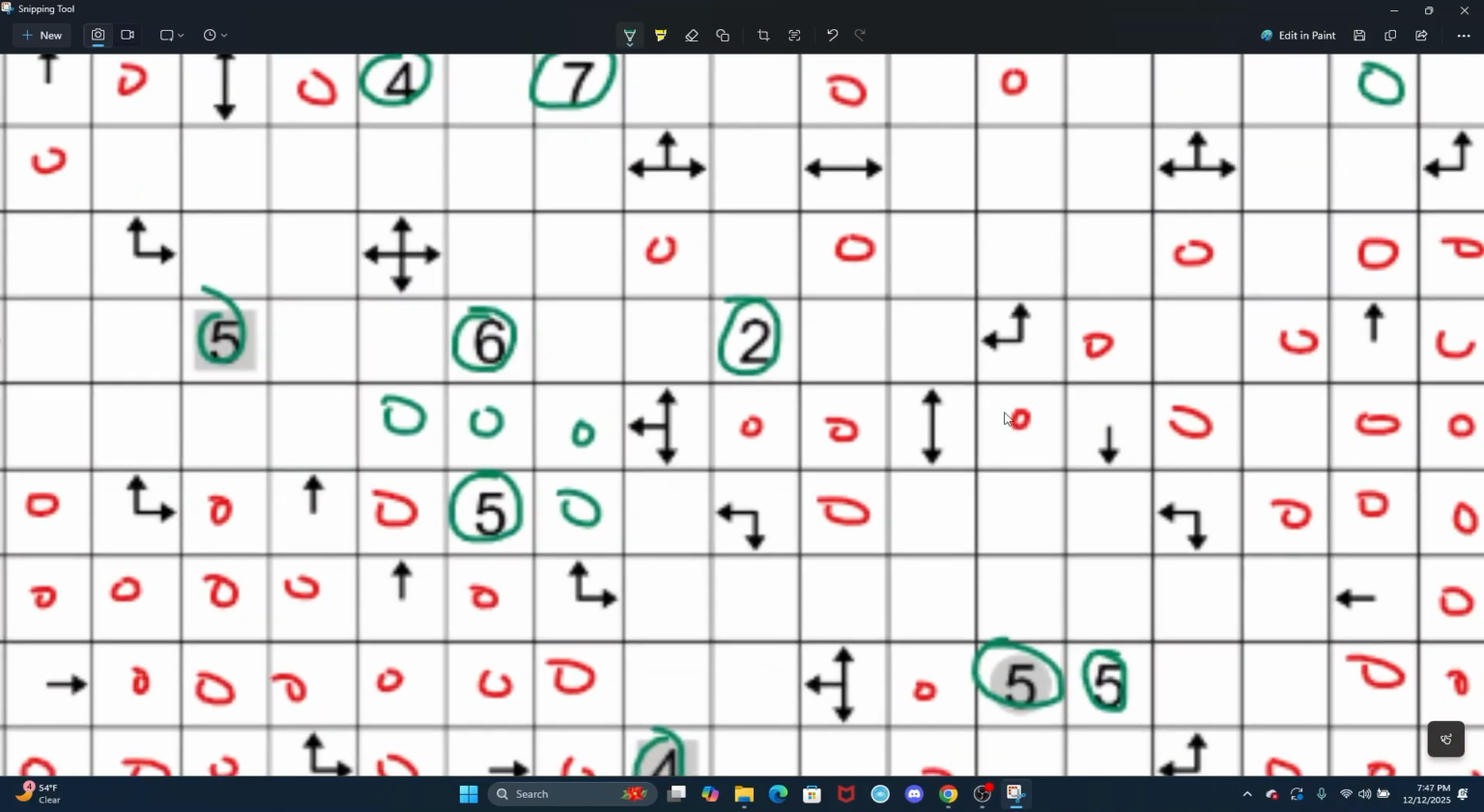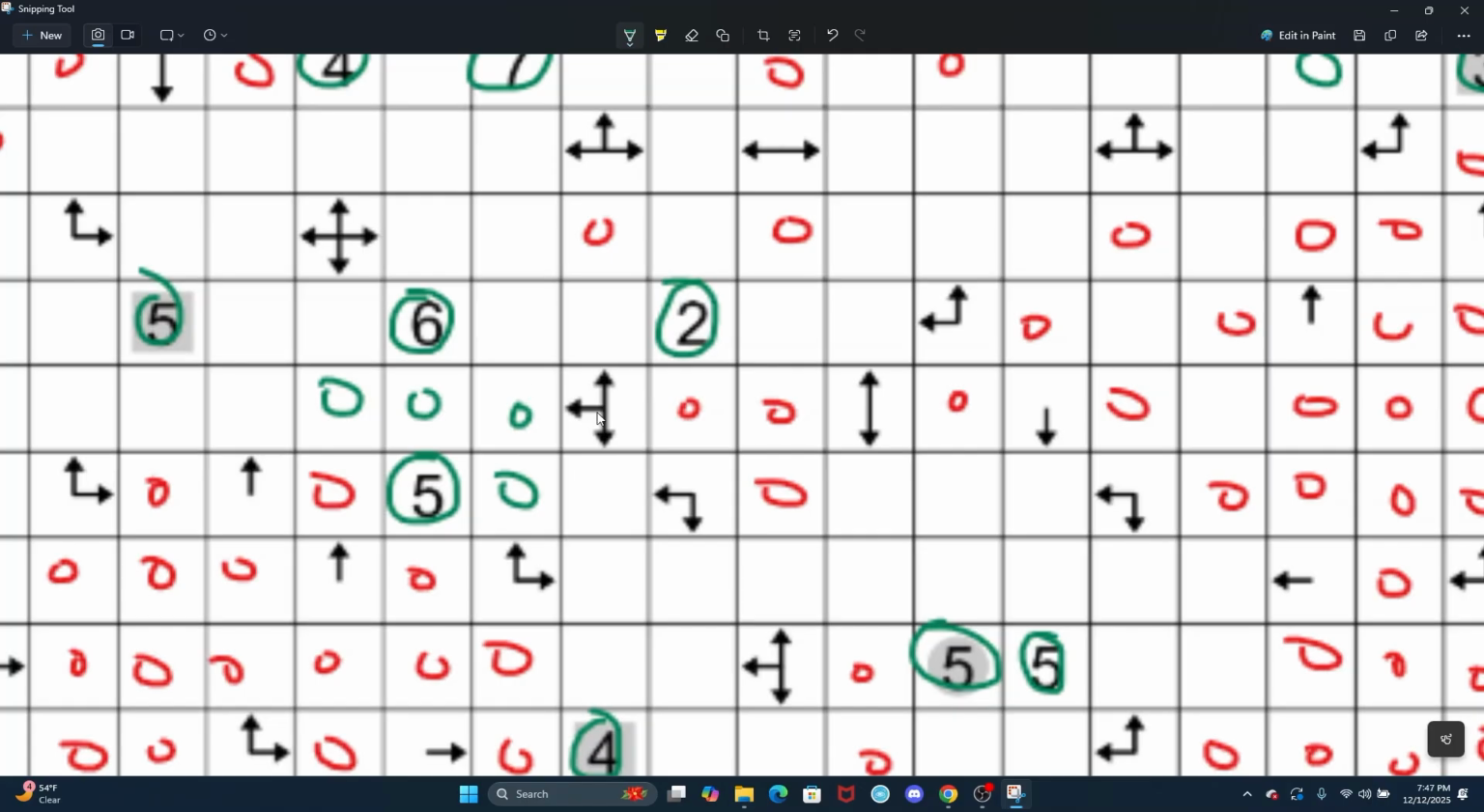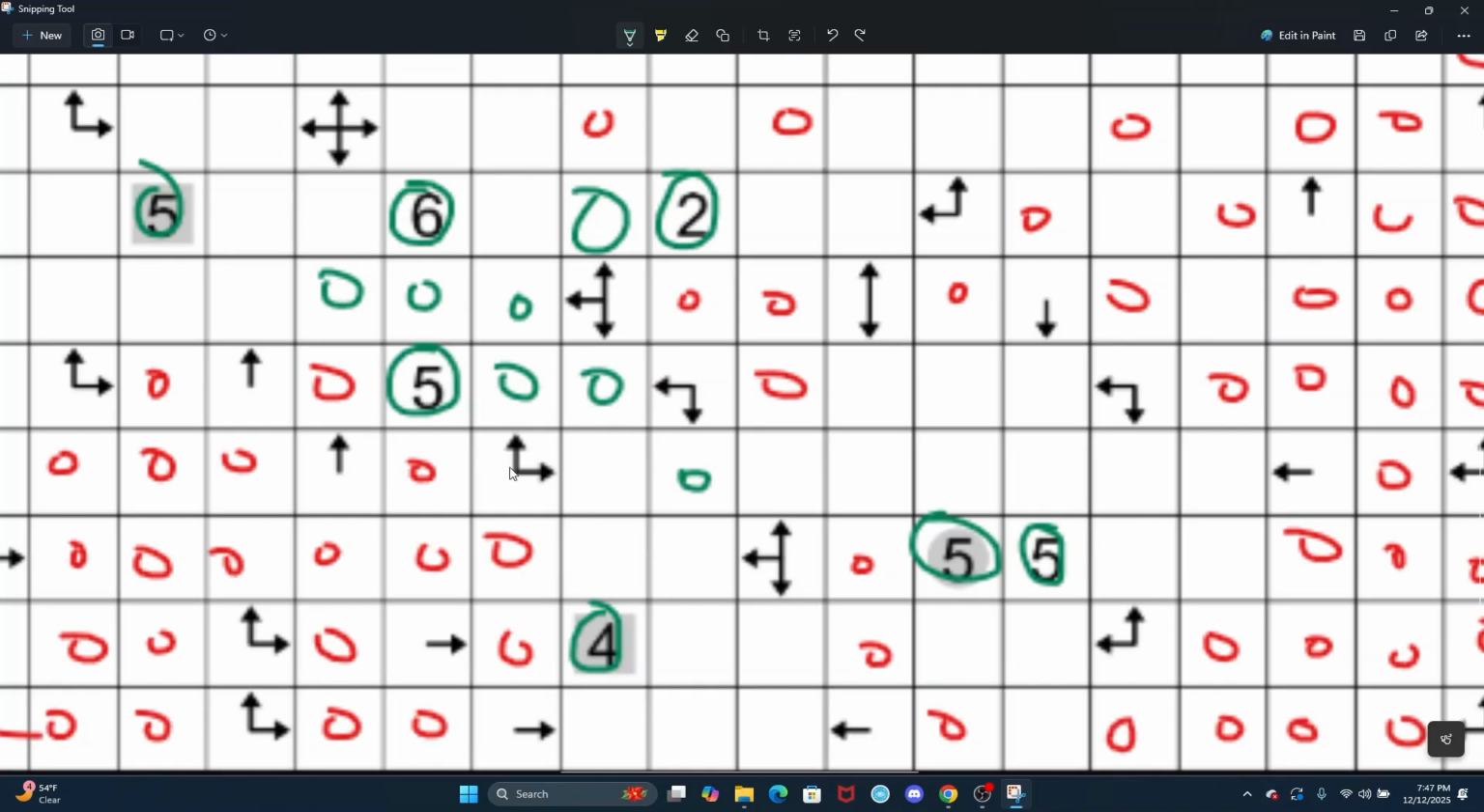And so now this gives us something to work with, right? Looking at this cell with an arrow, we have one green cell immediately next to it. So that means these 2 cells must be green. And looking at this arrow, going down must be green. And looking at this cell with an arrow, going right must be green.